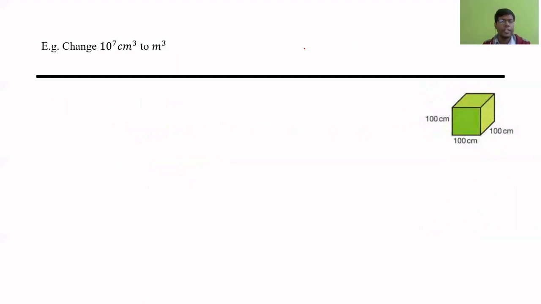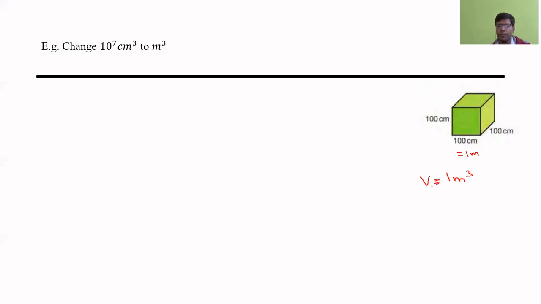Okay, so next he says change 10 power 7 centimeter cube to meter cube. So we have a cube which is 1 meter height. 100 centimeters is equal to 1 meter, 1 meter width and 1 meter height. So this is basically 1 meter cube. This is a cube of volume 1 meter cube.